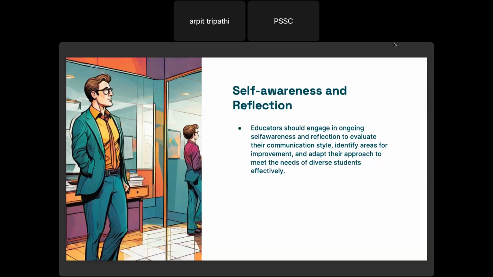And by reflecting on their interactions with students and adjusting their teaching methods accordingly, educators can create more engaging and meaningful learning experiences that cater to diverse students' needs. Of course, self awareness can help you with good communication. It can promote lifelong learning. Like educators who engage in self awareness and reflection model the importance of lifelong learning for their students.